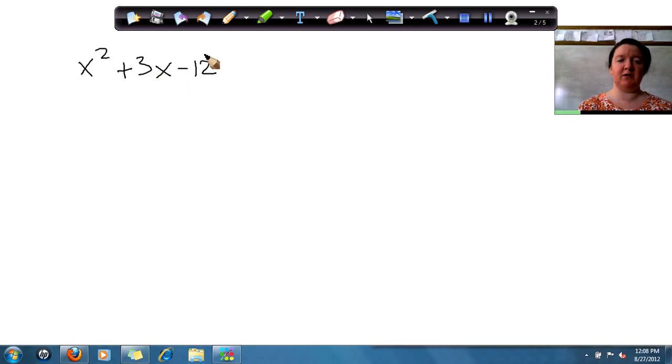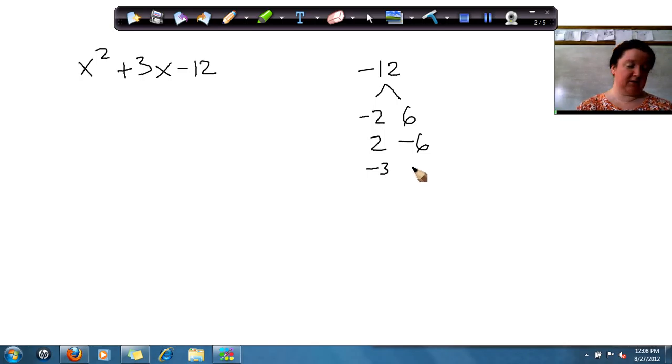Here I need to think about what multiplies together to give me a negative 12. Well, since it's negative, I need to think about positive and negative things. So if I have a negative 2 and 6, that would work. 2 and a negative 6 would work. A negative 3 and positive 4 would multiply to give me a negative 12. If I had a positive 3 and a negative 4, I think that those are all of the options that we have. Oh, we can do 1 and negative 12, or negative 1 and positive 12.